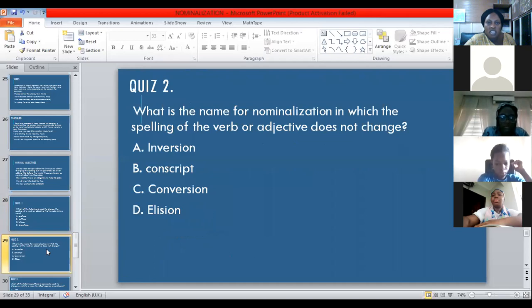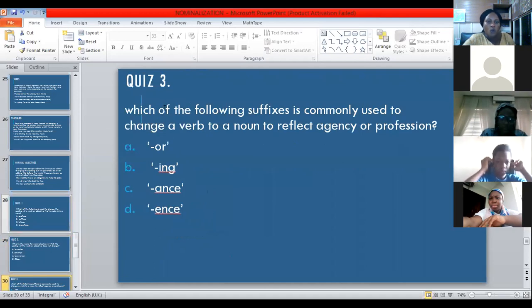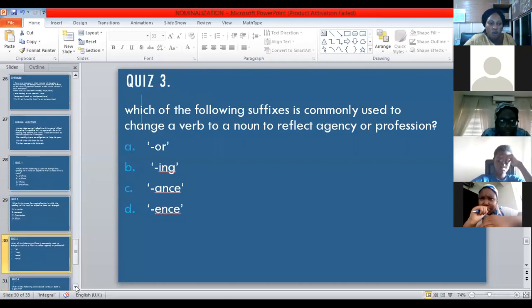Quiz 2. What is the name for nominalization in which the spelling of the verb or adjective does not change? We just did that a few minutes ago. A, inversion; B, conscript; C, conversion; D, elision. Now, quiz 3. Which of the following suffixes is commonly used to change a verb to a noun to reflect agency or profession? We had some examples also. Just put in your option.